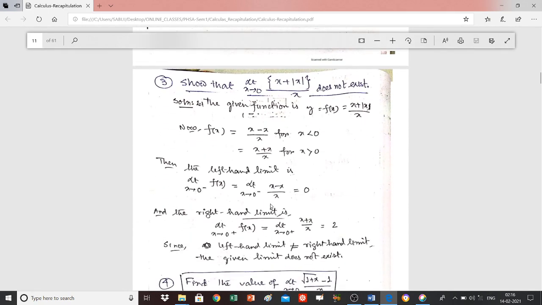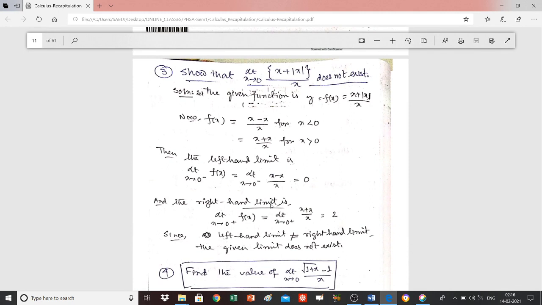Number 3 is here, the limit as x tends to 0 of x plus mod x by x, and you have to prove that this limit does not exist. To do that, you just write the equation, let y is equal to f(x), and that is equal to x plus mod x by x. So now just consider two cases. Now f(x) can be written as x minus x by x for x less than 0, since it is mod x, and it can also be written as x plus x by x when x is greater than 0.